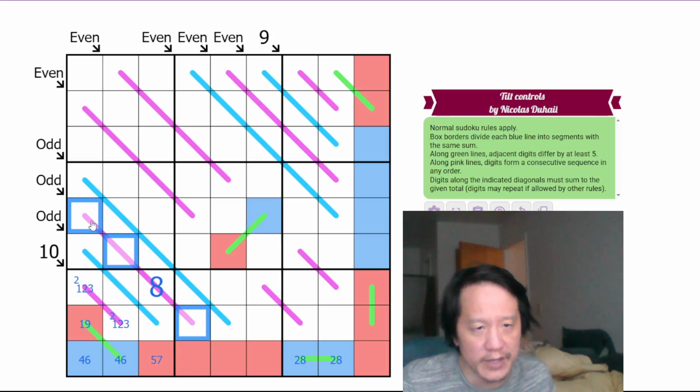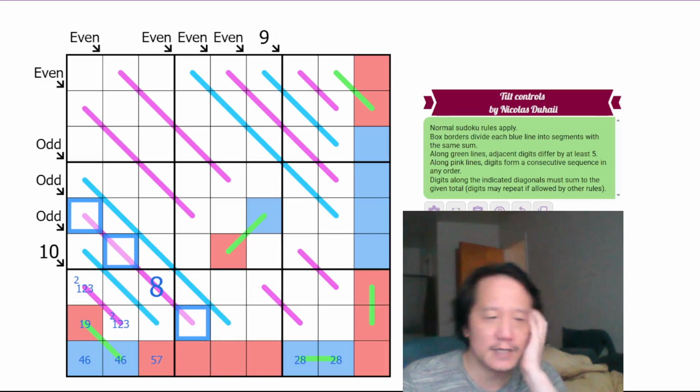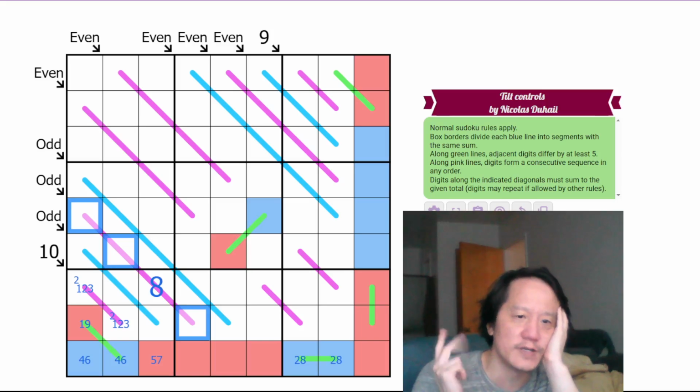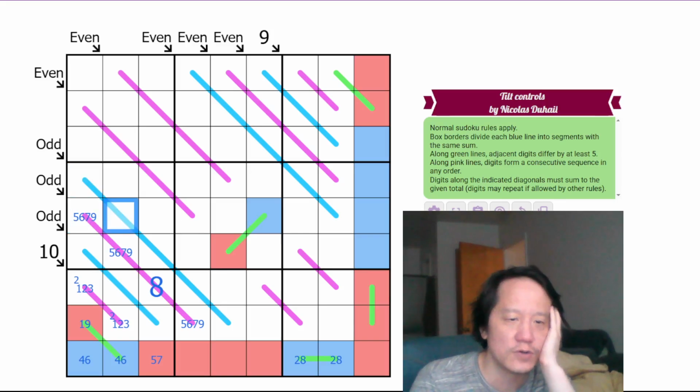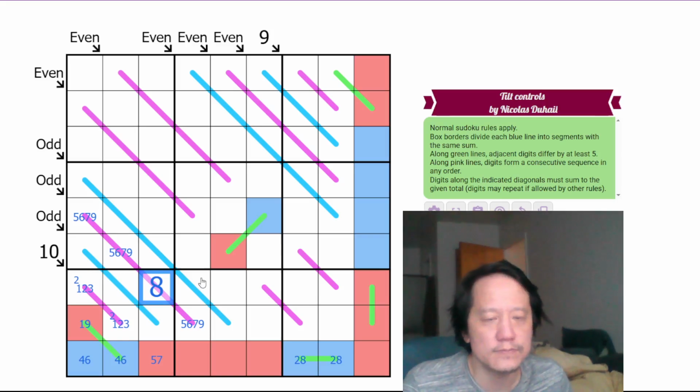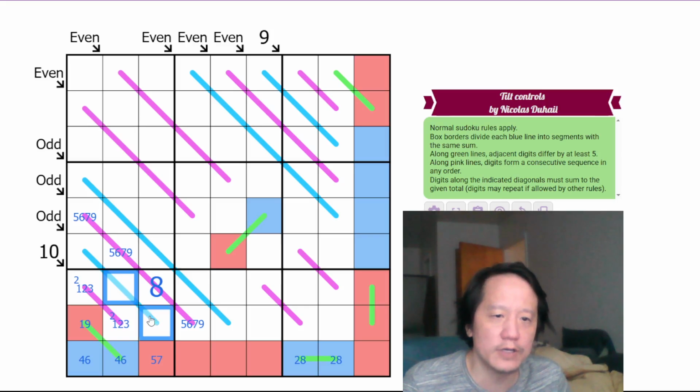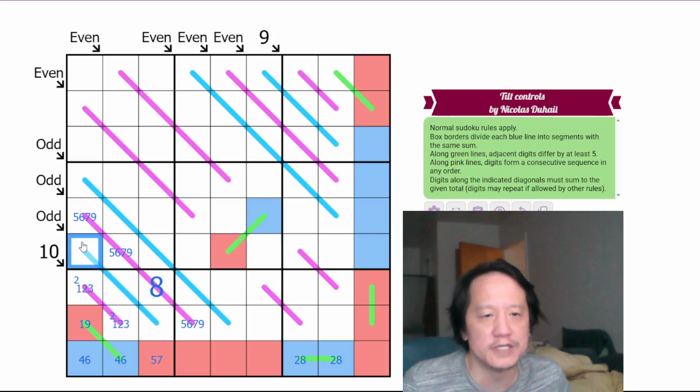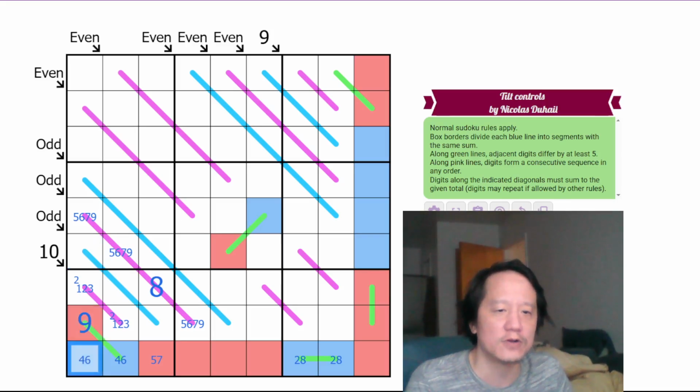So this red band line has to either be 5, 6, 7, 8, or 6, 7, 8, 9. We are not sure. 9 cannot appear anywhere here on the region sum line because 9 plus another digit is not going to sum up to a single digit. So therefore, this must be 9 here, which makes this 4, which makes that 6.